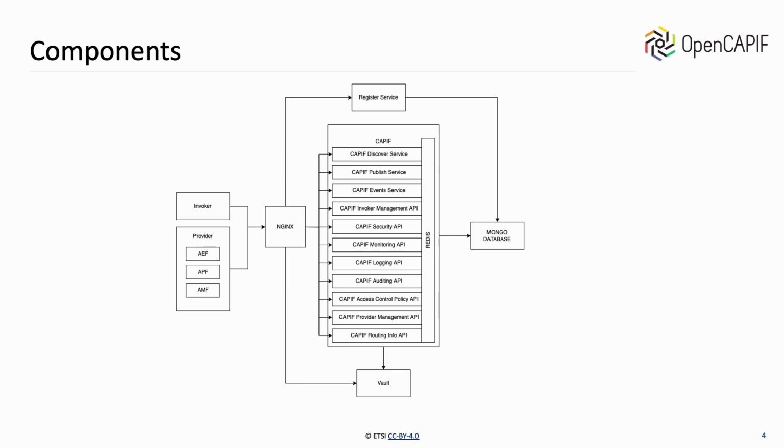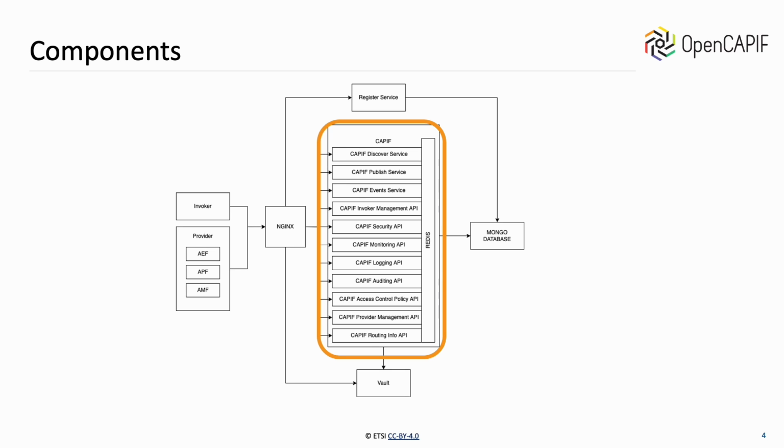As a first step, we have to understand that there are three main entities in CAPIF. The first, the CAPIF core function, or CCF, is implemented by multiple microservices, each one in charge of a functionality defined by the specification of the 3GPP. And this is the list with all the microservices that make up the CAPIF.